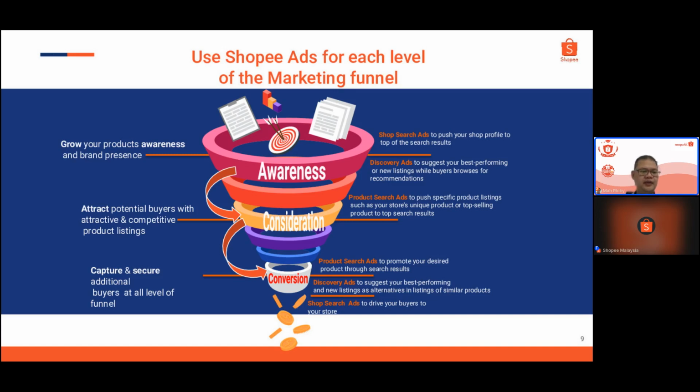So for these three steps, for the first step, the awareness, normally we are using Shopee search ads to let people know what our item is. And for the consideration, this one is actually quite important. For the ads, we need to always use an always-run strategy, which means running every day.